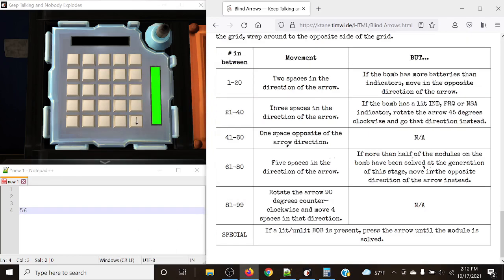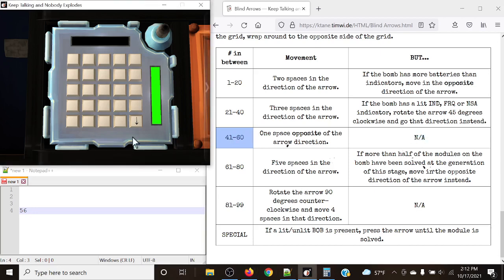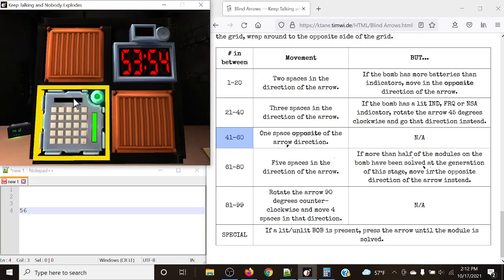Let's take a look at that rule. So in between 41 and 60, we're simply going to be moving 1 space opposite the direction of the arrow in this case. And there is no available otherwise rule in this case. So in this case, we're going to simply move 1 space opposite the arrow, so that'll be 1 space north. Is the right answer. And just like that is a solved module.